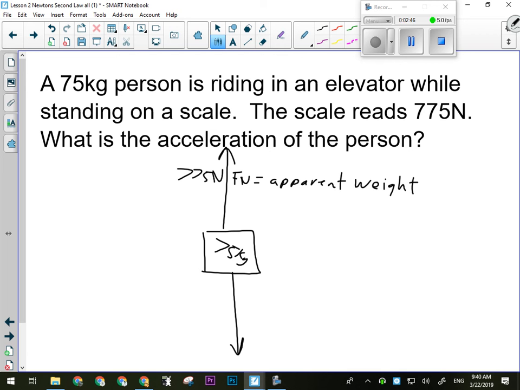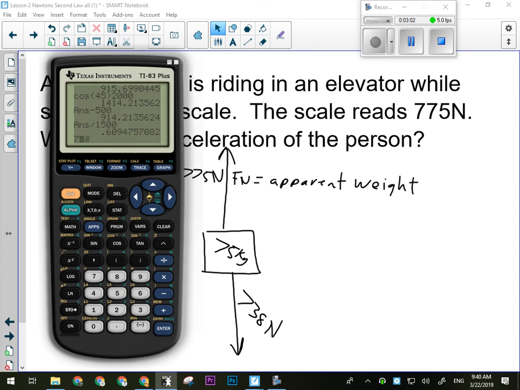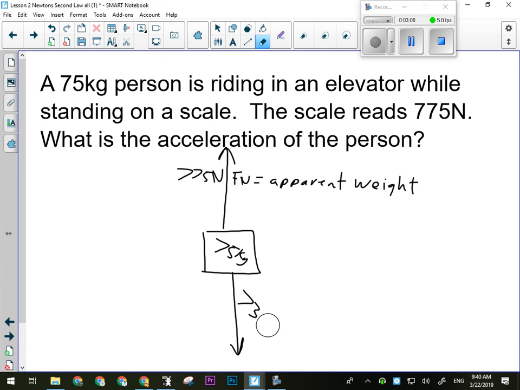Their actual weight is 735.75 newtons. I'll just double check. Yeah, there's their actual weight. If the elevator was stationary or moving at a constant velocity, which is what it does most of the time, then that's what the scale would read.